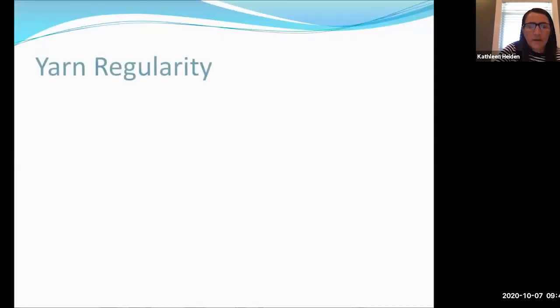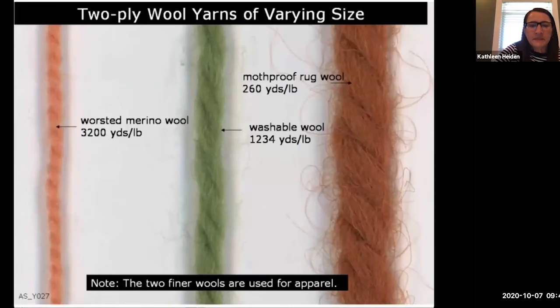Okay. Versus with our denier or a tex, the smaller the number, the finer the yarn. Just like with the fibers, the smaller the number, the finer the fiber.